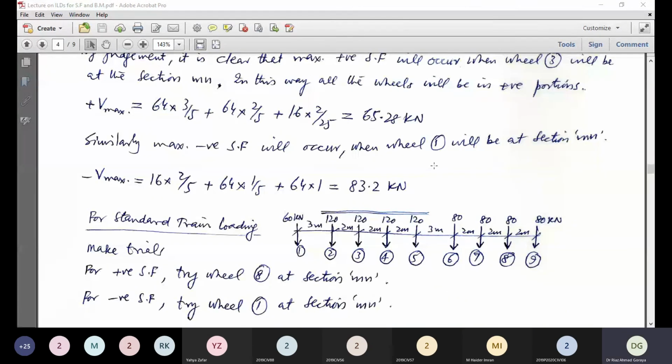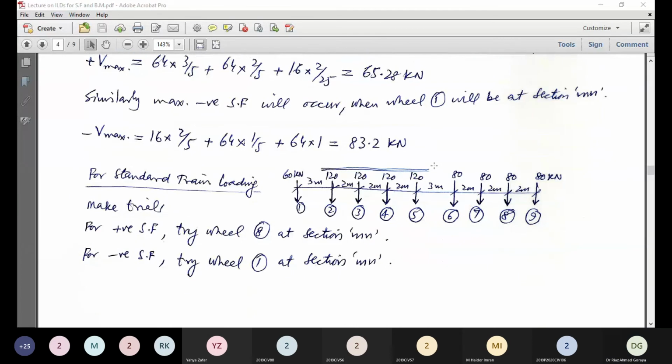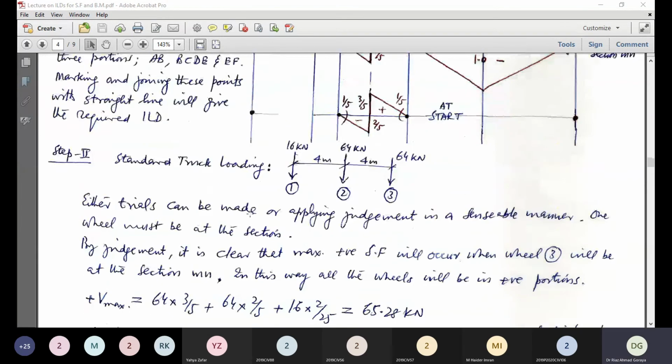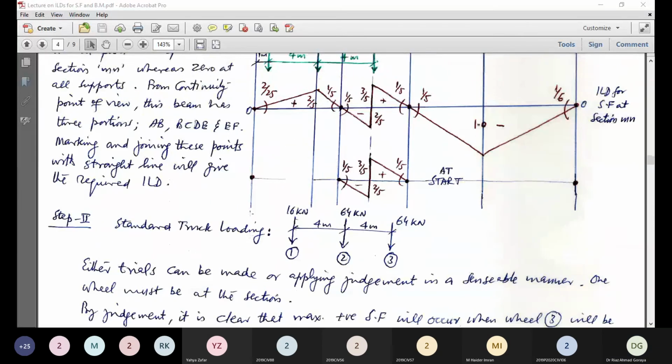Now, for standard train loading, for maximum positive shear force, you have to try wheel 8 at section MN. For negative shear force, try wheel 1 at the section MN. Please do it yourself. जरा इसको करें अभी आप. अपने जरा कैमरास ऑन करें.